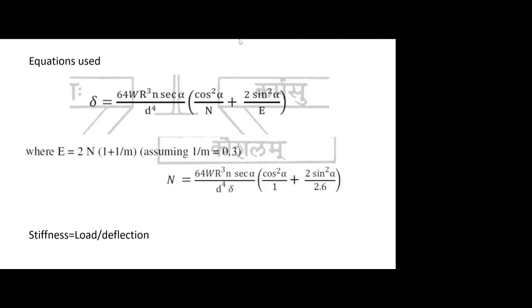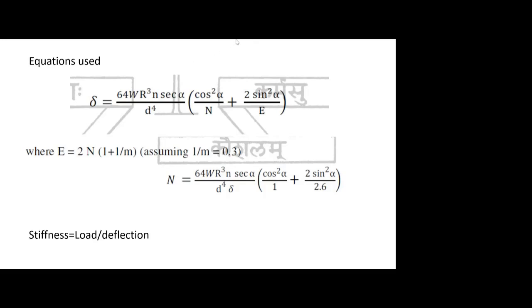R is the radius of the coil. The radius of the coil means we find the mean diameter and then divide by 2 to get the radius of the coil. n is the total number of turns in the spring that we are using. Alpha is the angle of helix. Then small d is the diameter of the wire. And N is the modulus of rigidity. Then E is the modulus of elasticity.